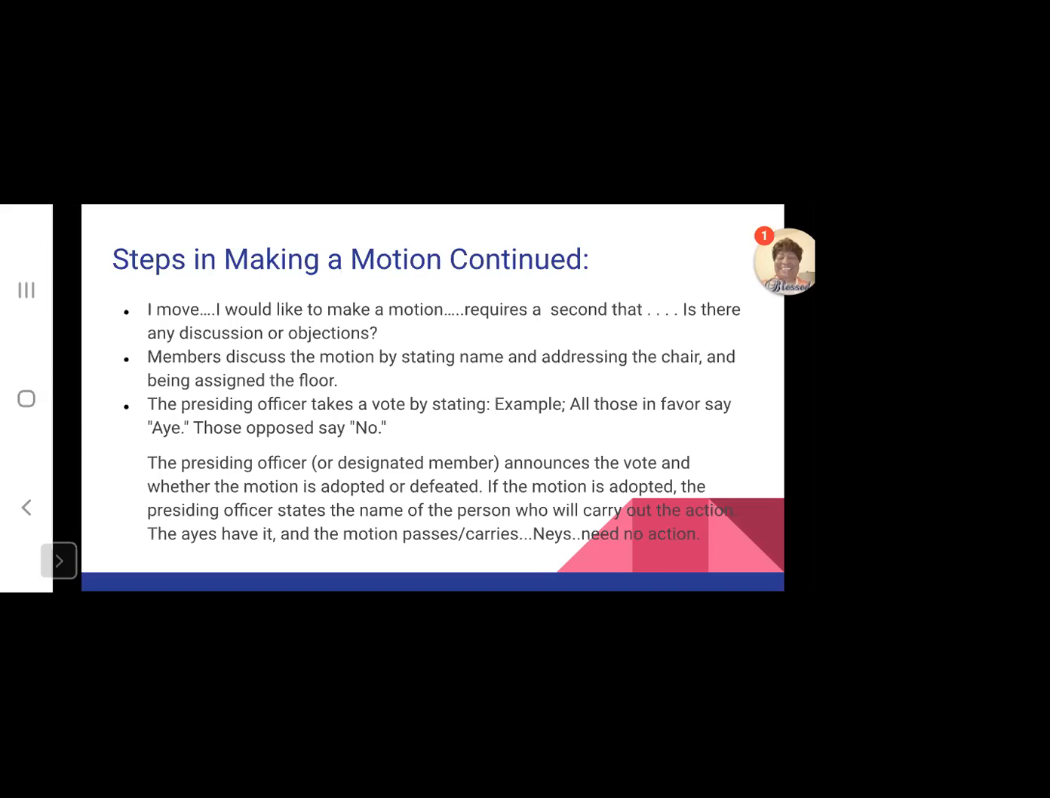So, any questions pertaining to making a motion?